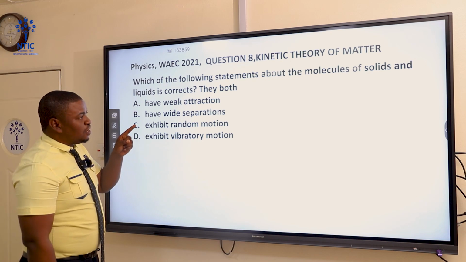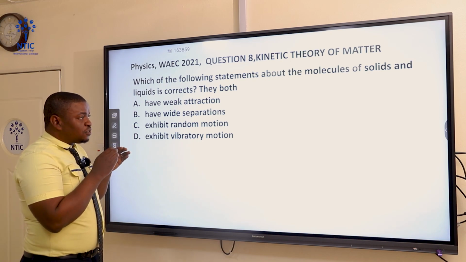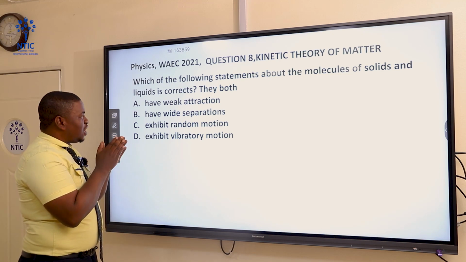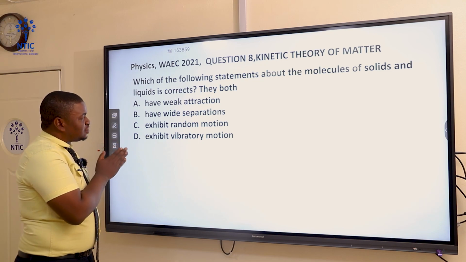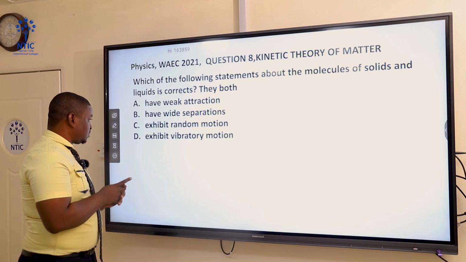The force of attraction between the molecules of liquid and solid, the solid's force of attraction is higher, while the liquid, they have moderate attraction, but not as weak as that of what you have in gas.